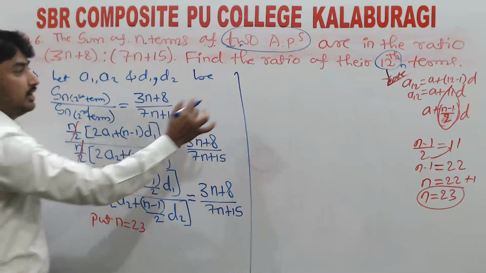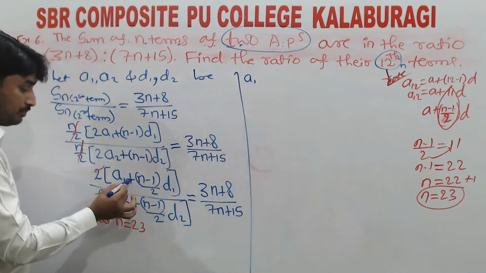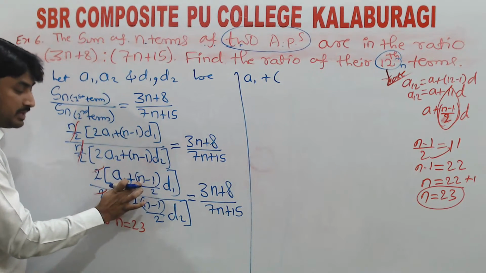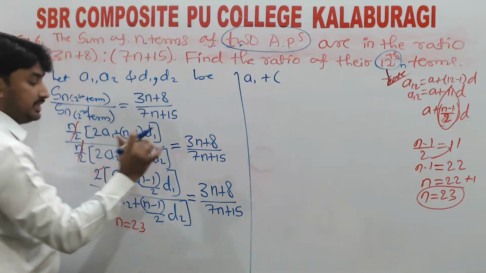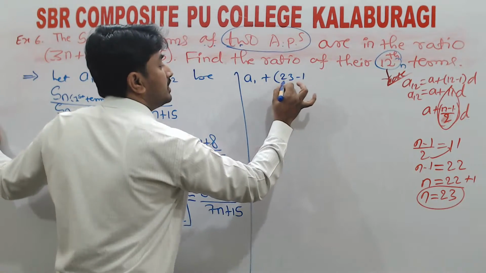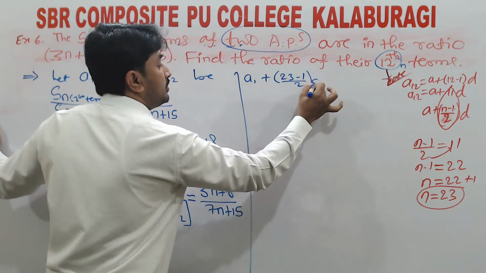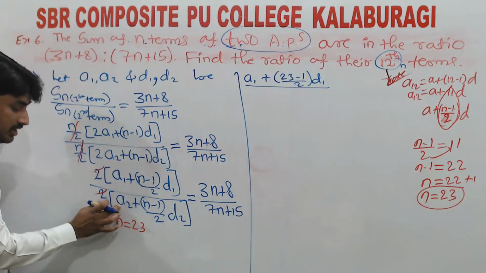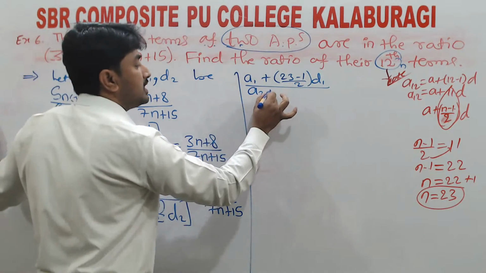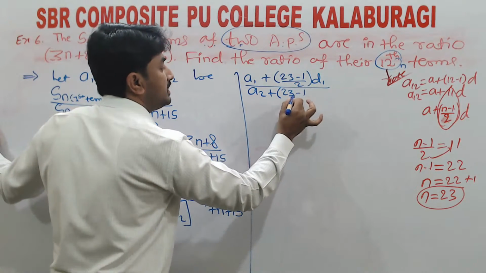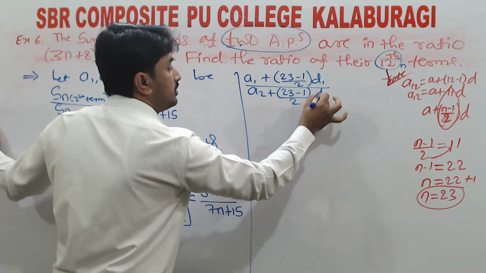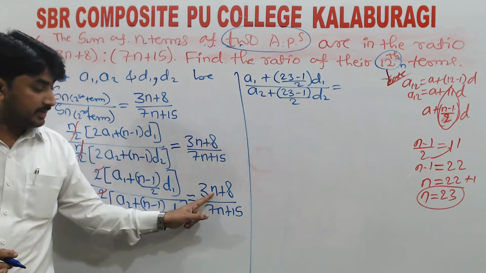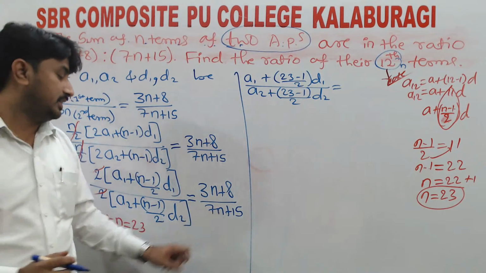Here a1, I am writing a1 as it is, plus here (n minus 1) by 2, in place of n I am putting n equal to 23, minus 1, divided by 2, into d1, divided by, in the denominator a2, plus in place of n I am taking 23, minus 1 as it is, divided by 2, and d2 as it is, equal to, in place of n, I am taking 23.